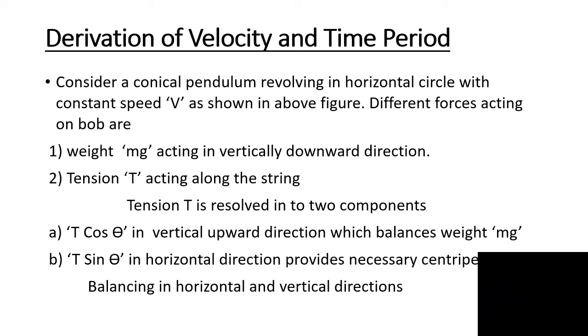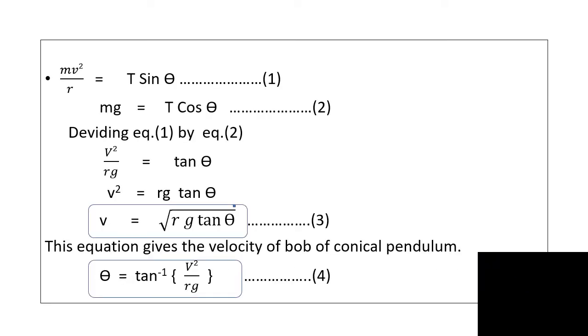Tension is resolved into two components: T cos theta is the vertical component and T sin theta is the horizontal component, which provides the necessary centripetal force. T cos theta balances weight mg. So balancing in horizontal and vertical directions, we get mv square upon r equal to T sin theta, the horizontal component. So centripetal force is provided by T sin theta.